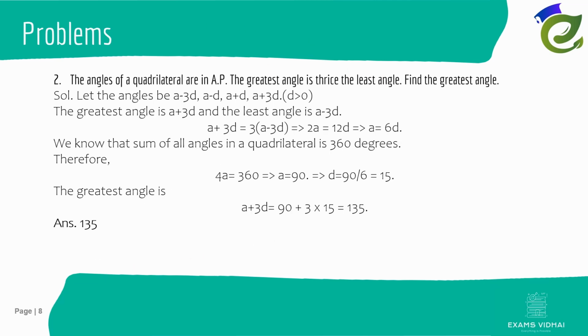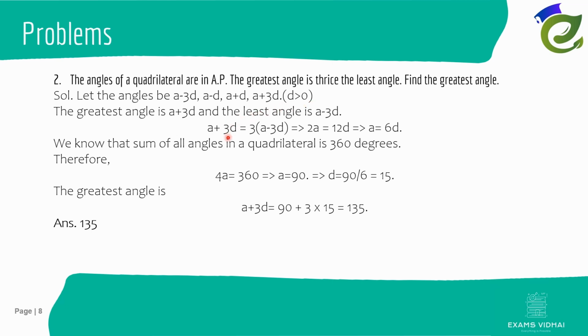Let's look at another problem. The angles of a quadrilateral are in AP. The greatest angle is thrice the least angle. Find the greatest angle. So a quadrilateral has 4 angles and they are in AP. So take them as a minus 3d, a minus d, a plus d, and a plus 3d. Now the greatest angle will be a plus 3d and the least angle will be a minus 3d if you take d greater than 0.